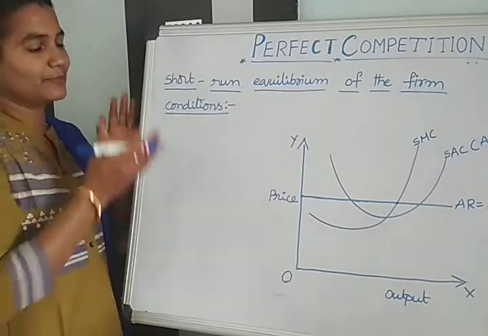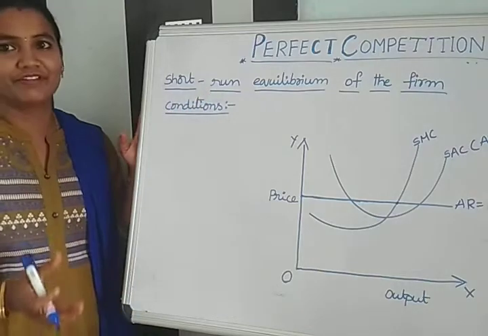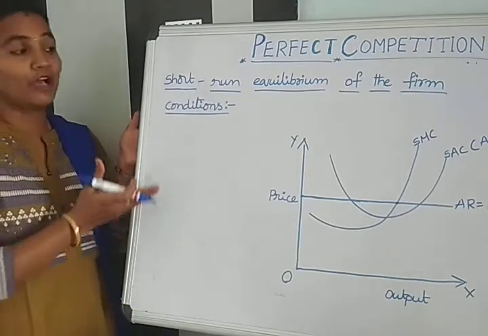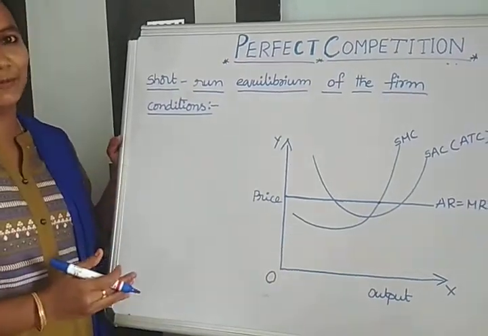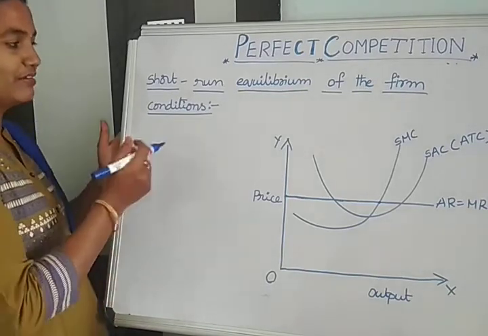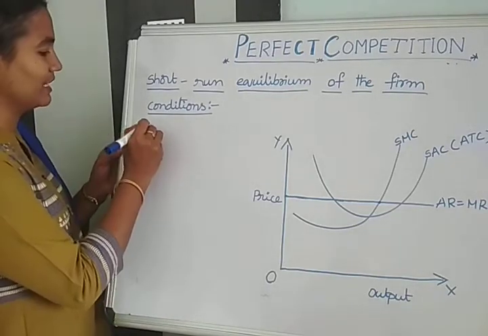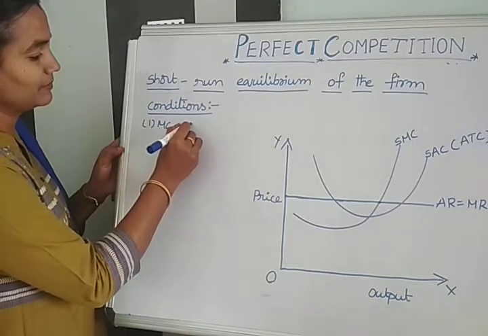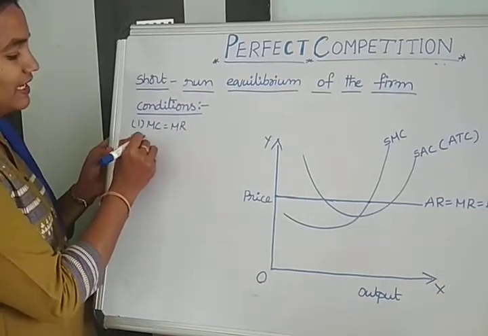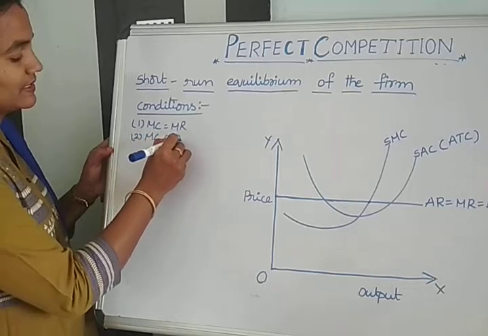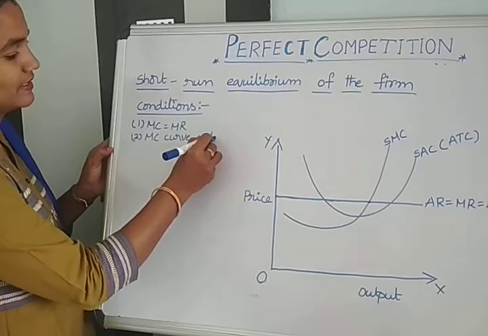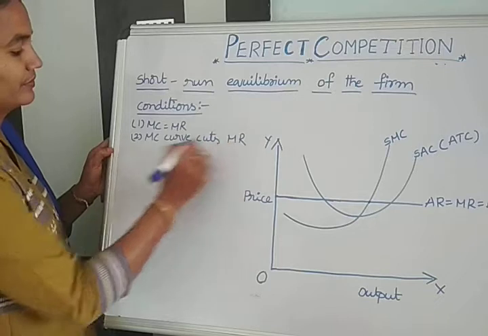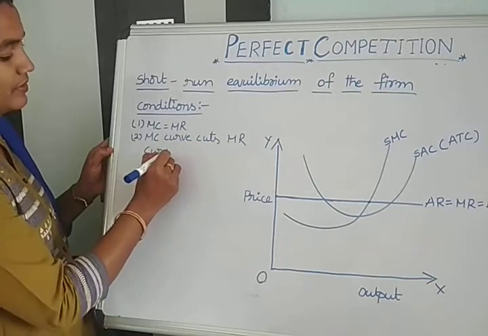But before explaining the short run equilibrium of the firm, first we'll discuss how we can reach the equilibrium position. For reaching the equilibrium position, conditions are applied. The first condition is MC equal to MR. The second one is the MC curve cuts the MR curve from below.